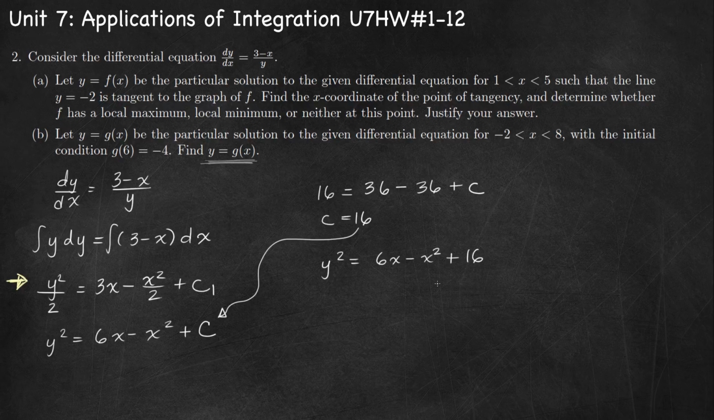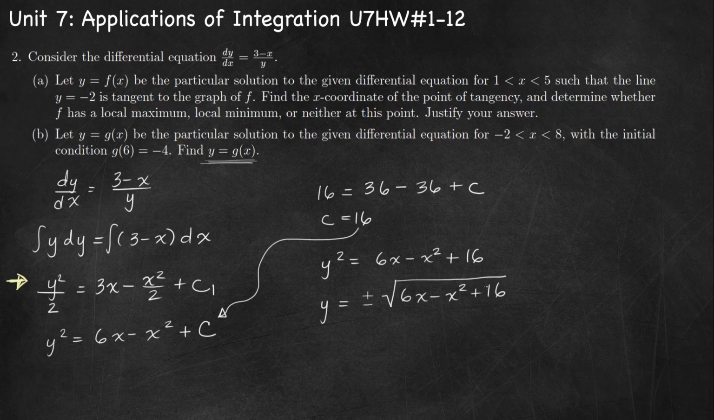We do need to continue to solve this for y. In order to do that, I'm going to take the square root of both sides. The square root of y squared could be positive y, it could be negative y. So we have to consider our initial condition. Y equals plus or minus, I have to figure out whether it's going to be plus or minus, the square root of 6x minus x squared plus 16.